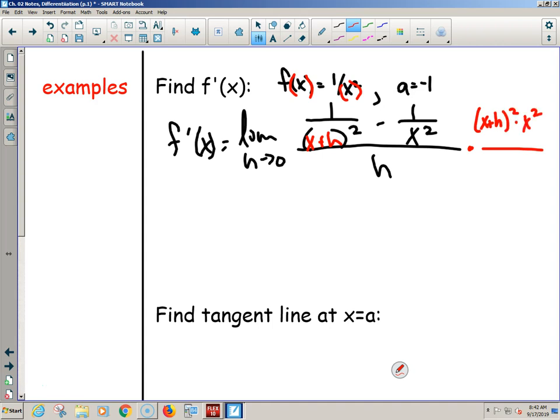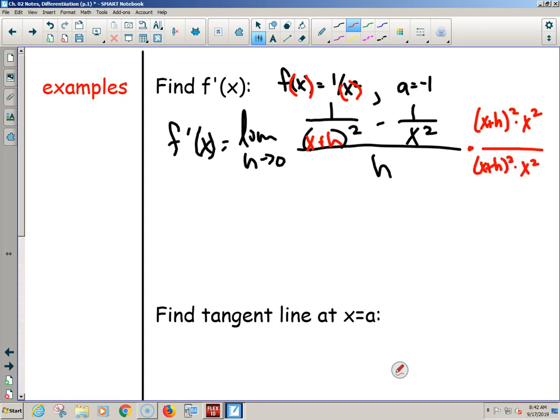I've got to multiply by both denominators. I've got to get rid of them both, just like we did in the summer review package. Some of you didn't take that seriously enough. Complex fractions. It's a thing that we're going to have to use.